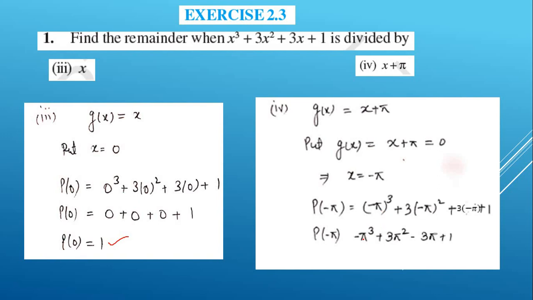When you solve it, it will come minus pi cube. It will come 3 pi square. It will come minus 3 pi plus 1. So this is only the remainder. So in each case, we can find the remainder by putting the real value in the given dividend polynomial.